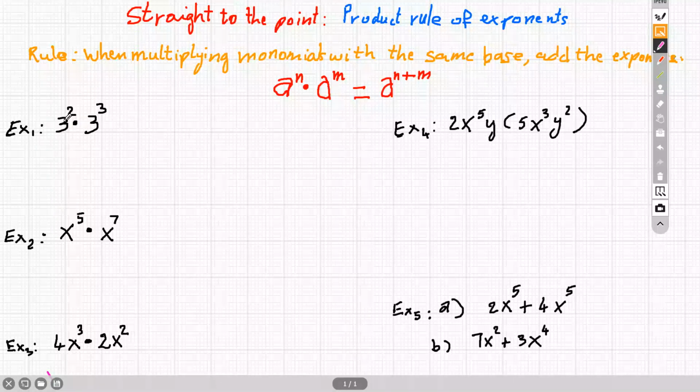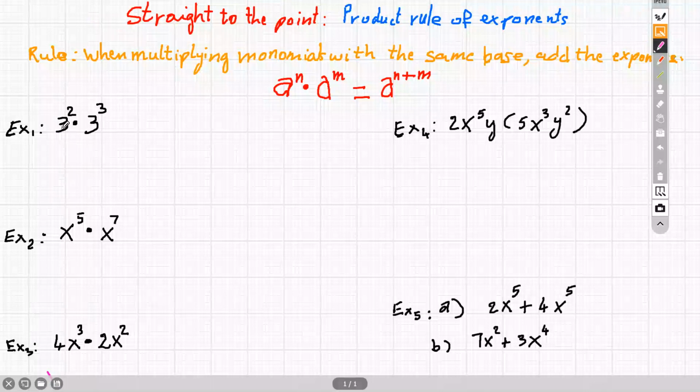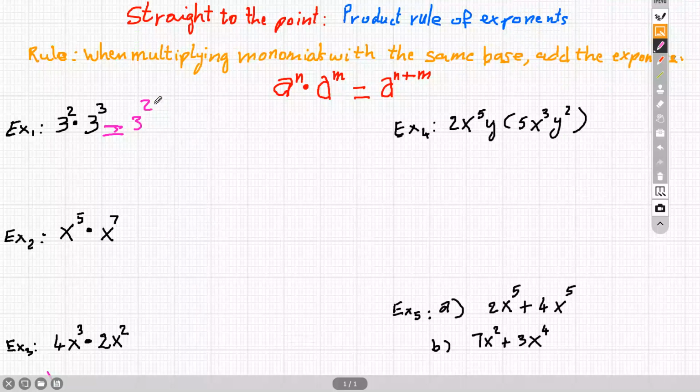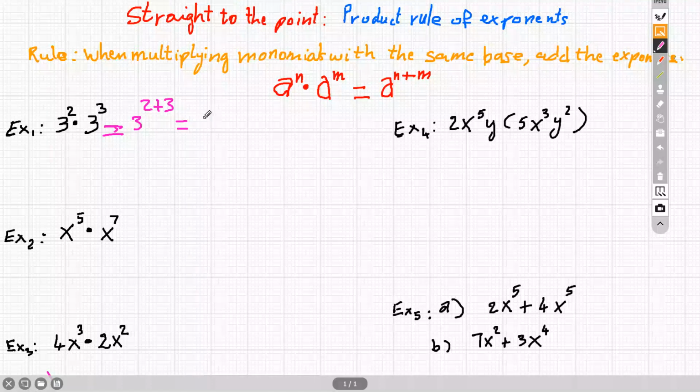First, just using numbers, not variables. 3 squared times 3 cubed, okay? Using the rule, we just need to add the exponents. So that's 3 to the power 2 plus 3. That gives us 3 to the power 5.